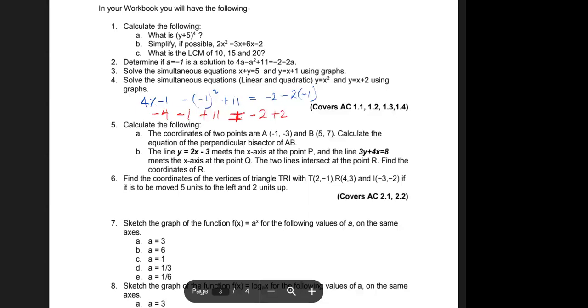So -5 plus 11. What is -5 plus 11? That gives you plus 6. Then what about this one? It's not a solution because this one is going to be equal to -4. It's meant to be equal to each other for it to be a solution. So it's not a solution. It's meant to be equal to each other.